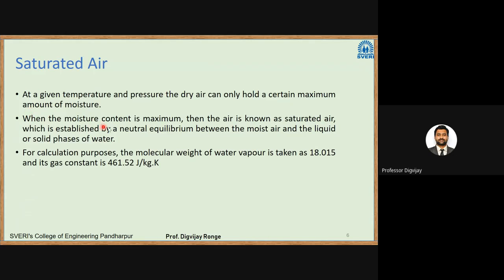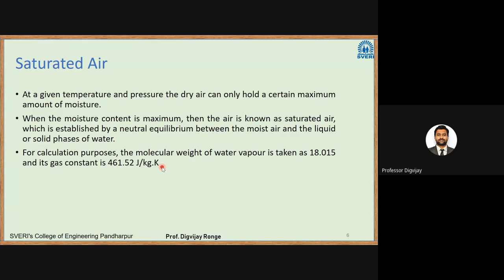So when the moisture content is maximum in the dry air, the air is known as saturated air, which is established by a neutral equilibrium between the moist air and the liquid or solid phases of water. For calculation purposes, the molecular weight of water vapor is taken as 18.015 and its gas constant is 461.52 joule per kg Kelvin. So this is about the water.